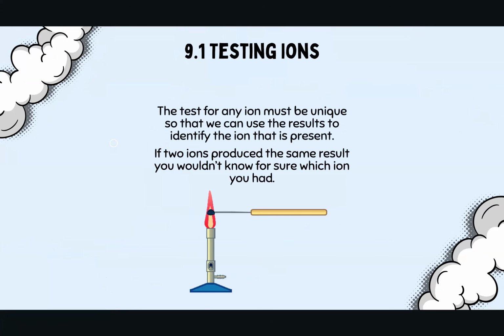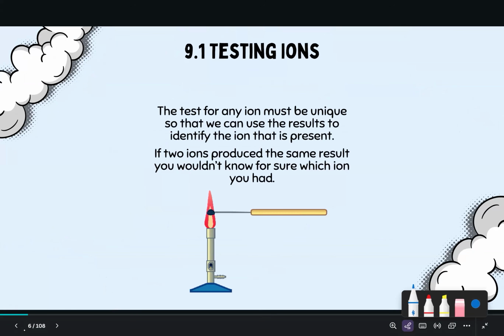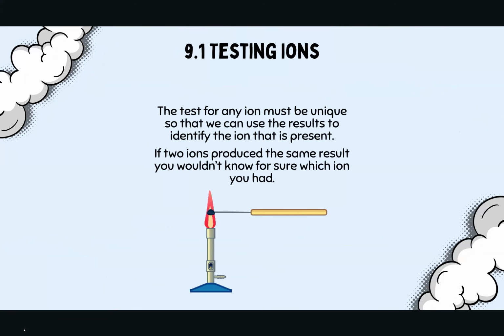Okay, so testing ions. The test for any ion must be unique, so that we can use the results to identify the ion that is present. So if two ions produce the same result, you wouldn't know for sure which ion you had. So all the tests that we're about to go through, you need to memorize them, so that if you were given an unknown substance, you can work out what the unknown substance is. Once you've understood it, it makes it so much easier as a topic.